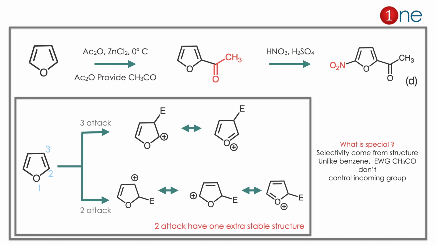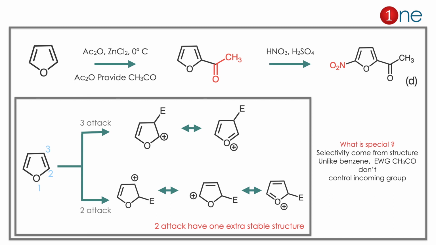Next step you are using nitric acid and sulfuric acid. You have NO2 introduction. NO2 attacks the second position for the same reason, because of more resonance structures. Why is this question important? Because once a substitution occurs, normally the substituent directs the incoming group, like in benzene. But here it is not possible because the oxygen lone pair is involved in the reaction. So what really happens is always attack at the second position irrespective of the substituent. So the answer is clearly D there.